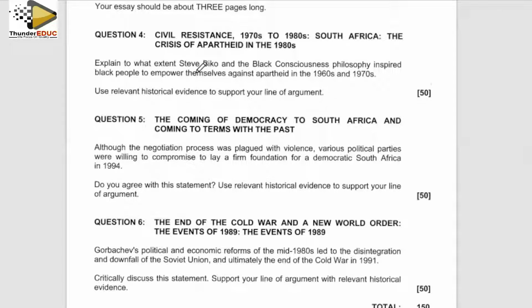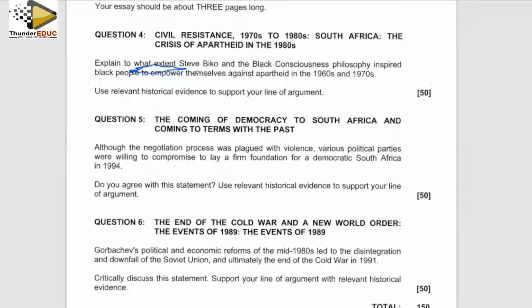The question says, explain to what extent Steve Biko and the Black Consciousness philosophy inspired Black people to empower themselves against apartheid in the 1960s and 1970s. Use relevant historical evidence to support your line of argument. When we look at this question, we check the context and the nature of the question. The question says, explain to what extent. That is the setup of the question.